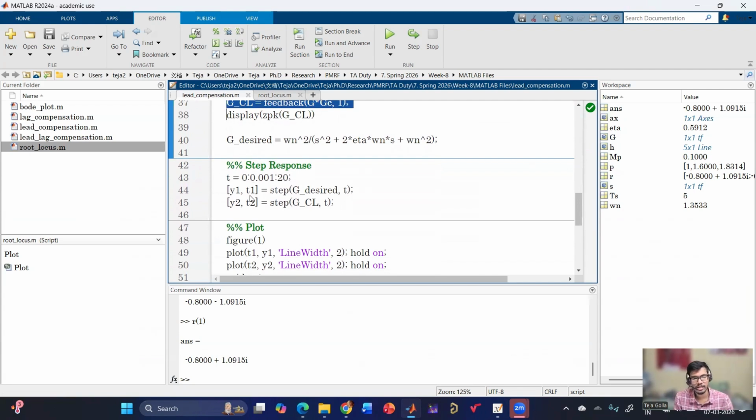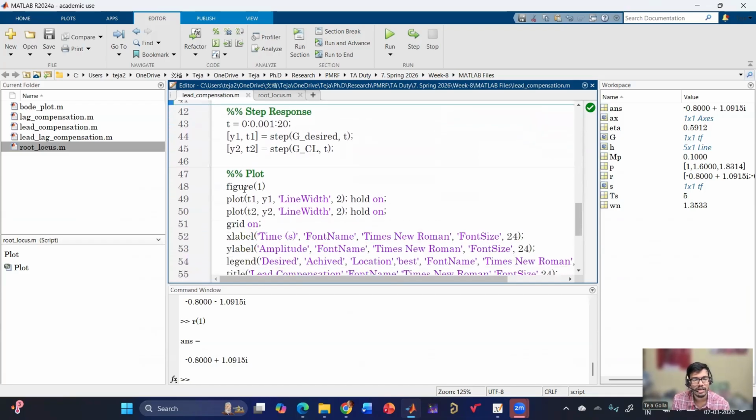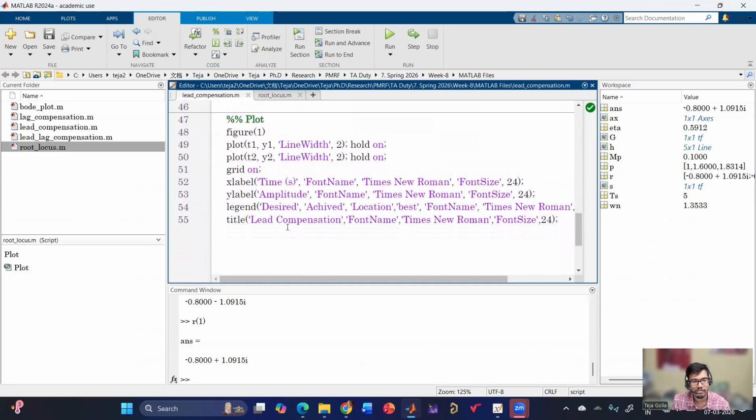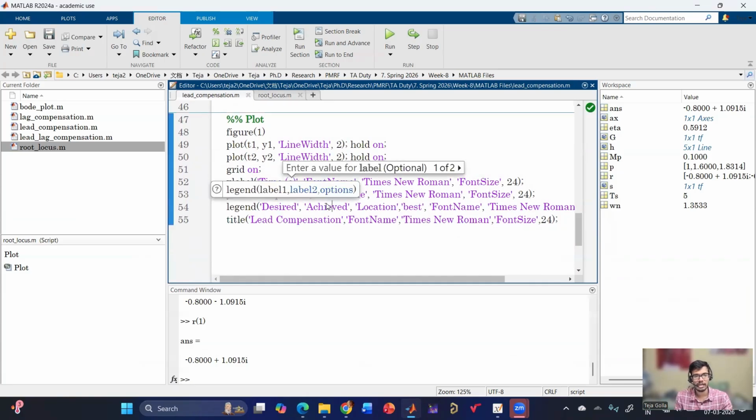Here I have written the command for step response. I am calculating the time from 0 to 20, and then I am taking the data in y1 t1, and then I'm plotting this y1 t1. One is the lead compensation that we have achieved, and the other one is the desired. So I'm naming the labels as well.